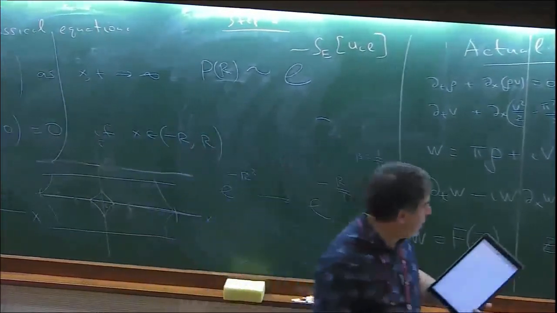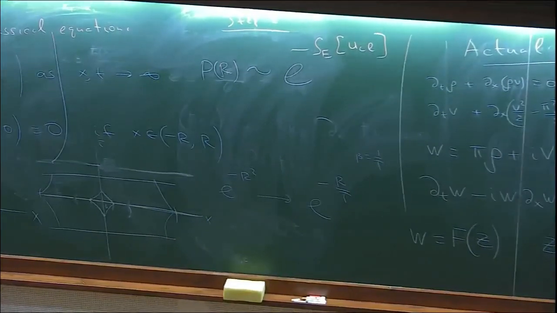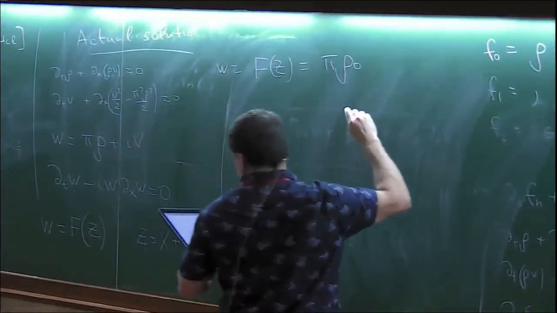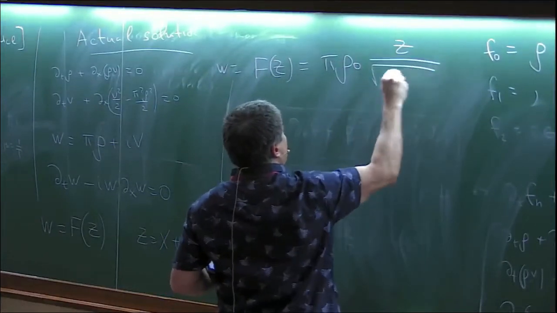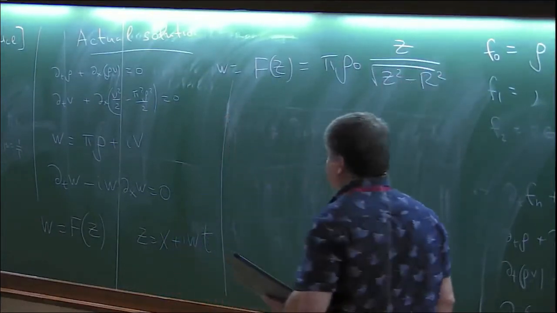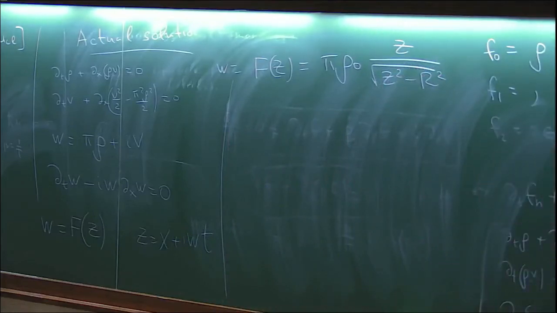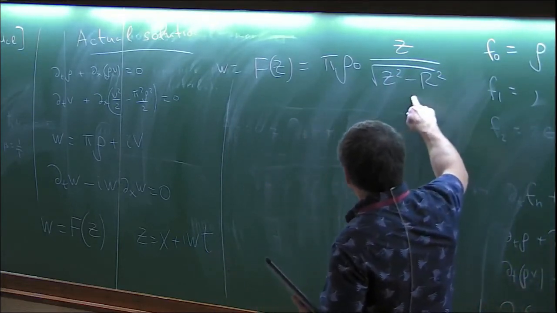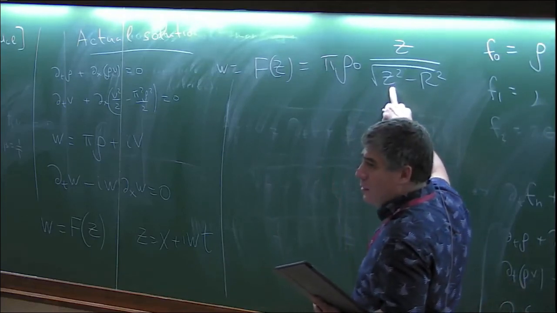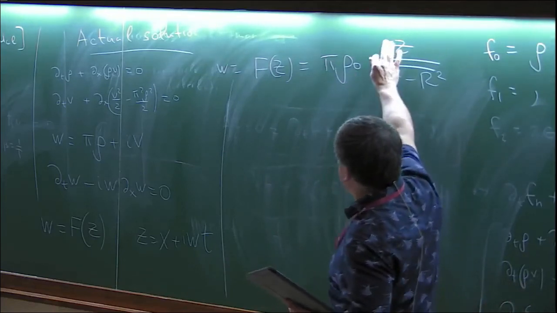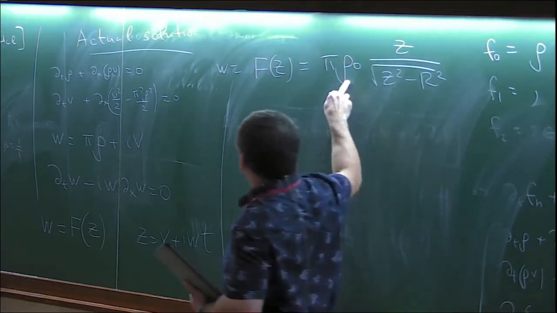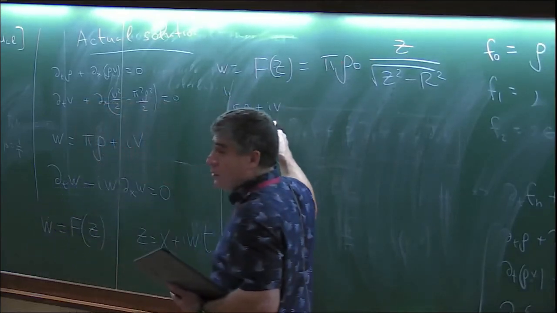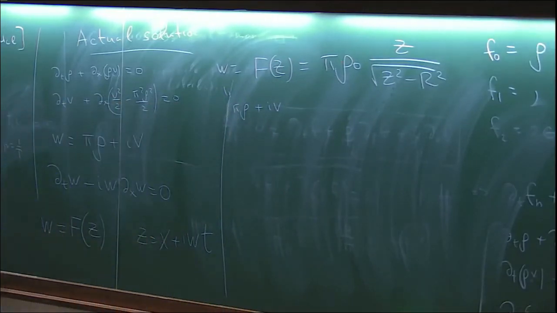Right? And I claim that this is given by w equals f of z, which in this case has the form pi rho 0 z divided by the square root of z squared minus r squared. This simple analytic function gives you the solution for the EFP problem for free fermions, for the hydrodynamics. It's very easy to see. Suppose that z goes to infinity. So x and t go to infinity, z goes to infinity. This becomes 1, w becomes pi rho 0, which means that rho equals rho 0 and v equals 0. And therefore, this solution satisfies this part of the boundary conditions.